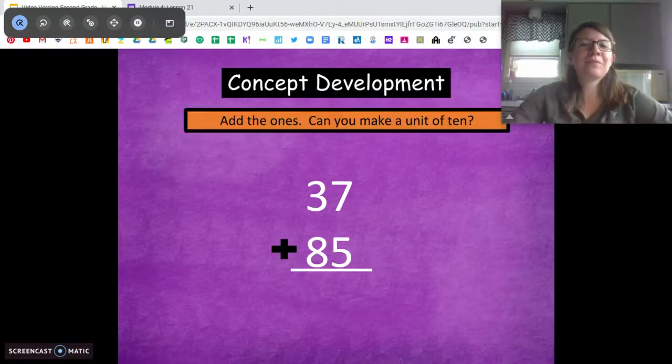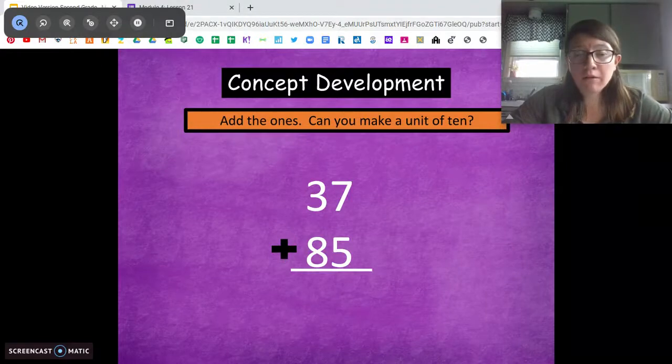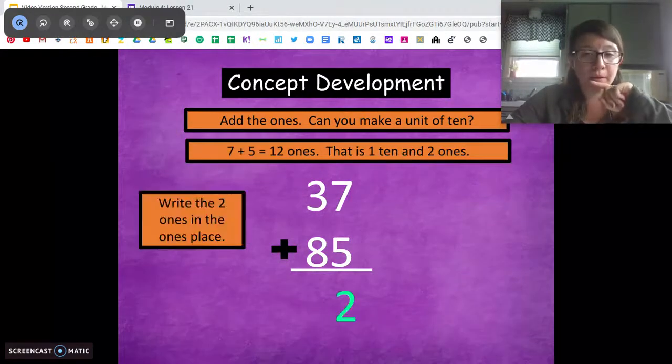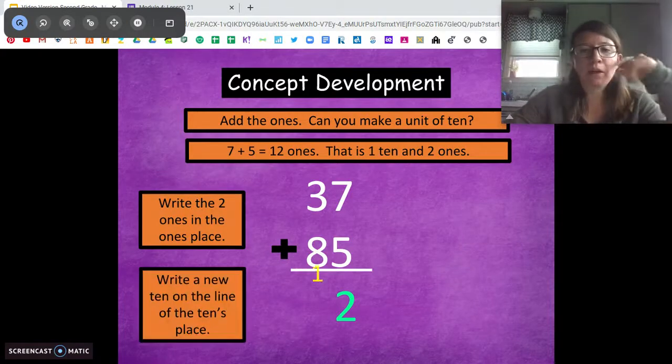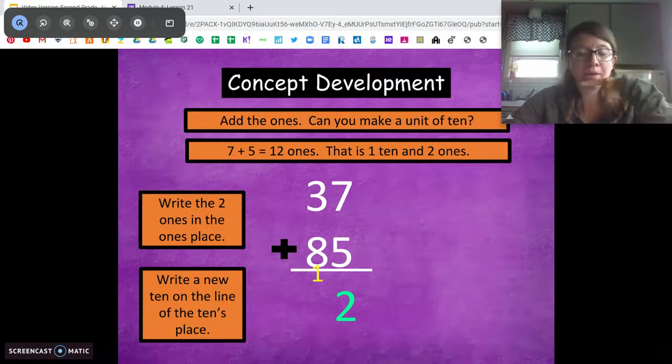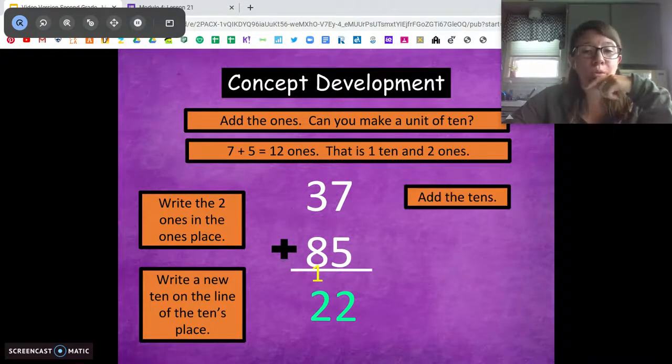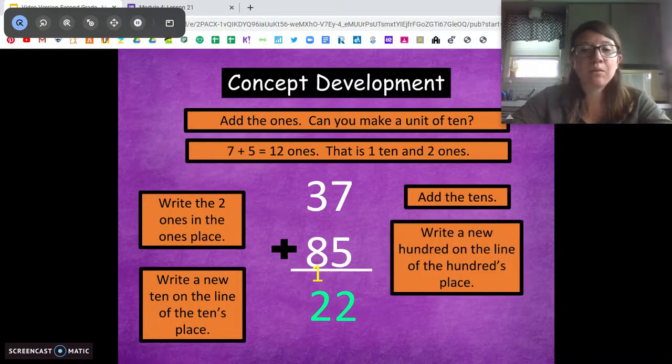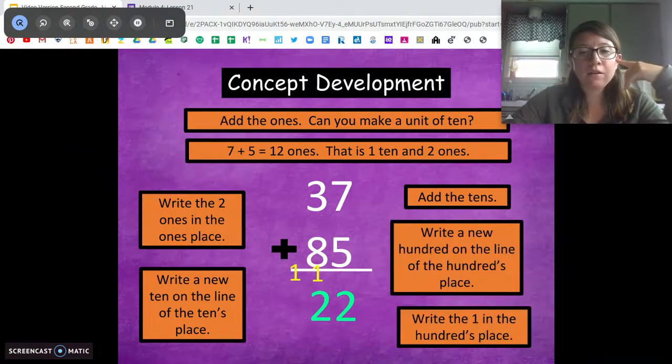Let's do it. Okay, so we're going to add our ones first. 7 plus 5 is going to give us 12, and that gives us 1 unit of 10. So I'm going to put my 2 ones down, and bring my 1 ten over. Now I'm going to add 8 plus 3 plus 1. 8 plus 3 is 11, plus 1 more is 12. So I'm going to put my 2 tens down, and move my 100 over, and move the 100 down.